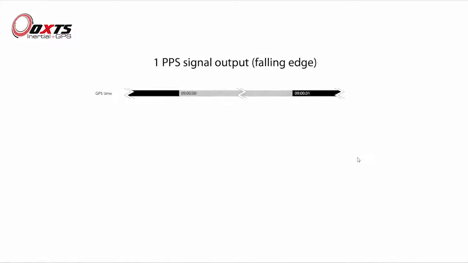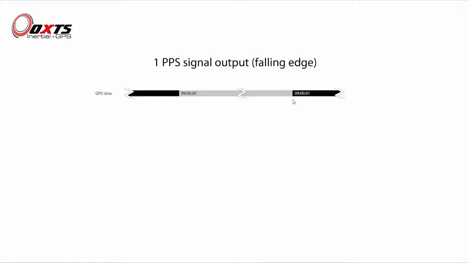So let's look at the signal in more detail. We're going to concentrate on a falling edge signal as that's the standard output for most sensors. Just below you can see we have a GPS timeline in 1 second intervals. You can see 2 transitions, one from 8:59 and 59 seconds to 9 AM and another from 9 AM to 9 AM and 1 second.